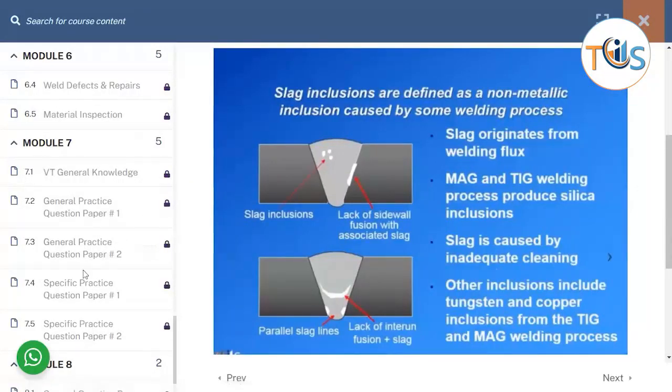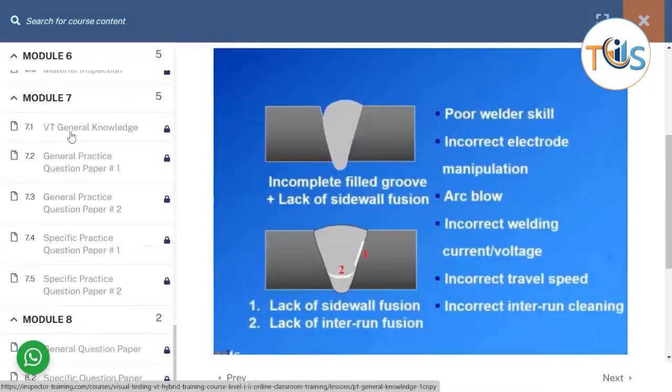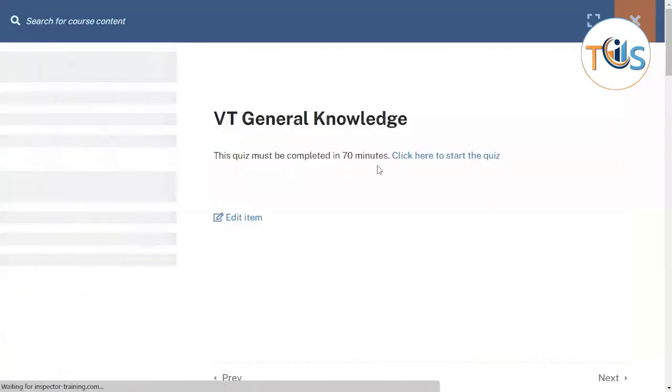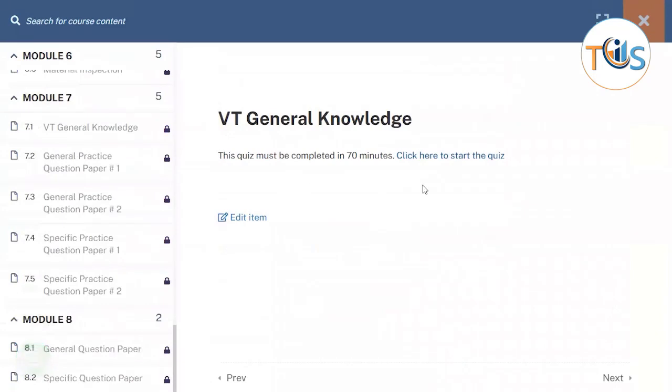And in module 7 we have 5 sets of practice questions, and we go to just one of them. These are timed and graded just to make you ready for the actual exam. For example, this one is 70 minutes. You just click here to start the quiz, and you can jump from question to question. You can see the answer, and also you can flag questions.